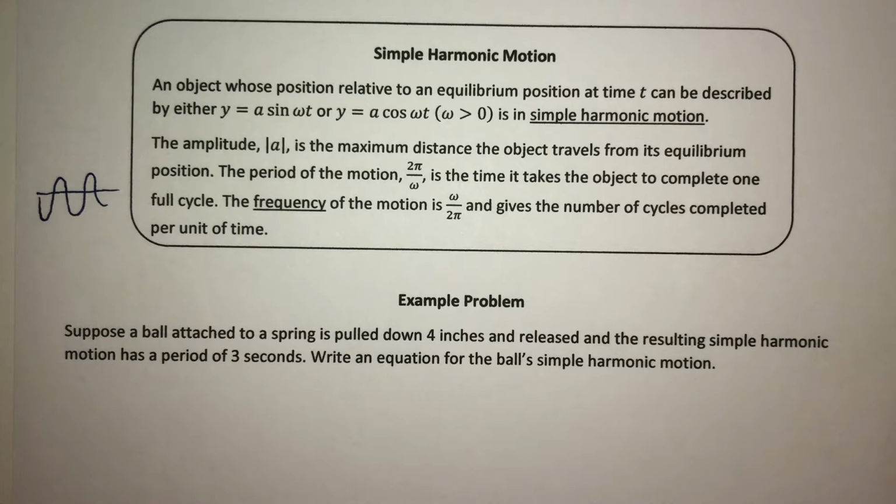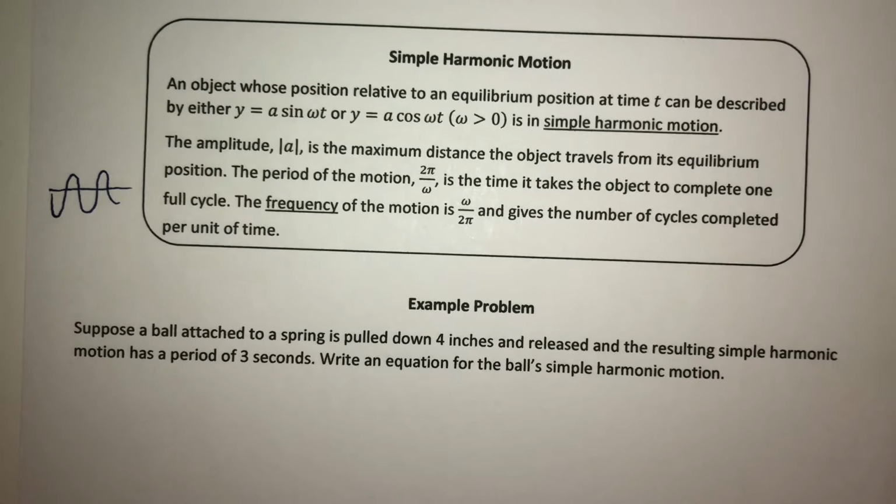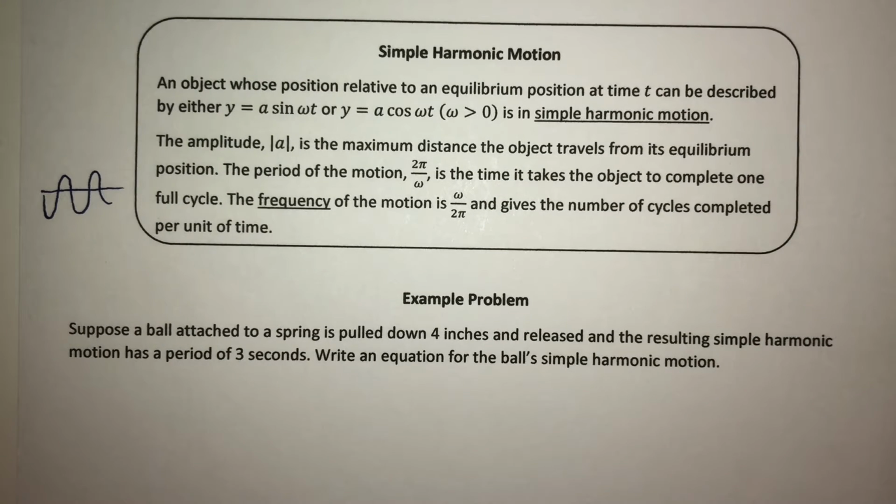If we have that, then the amplitude is the maximum distance the object travels from its equilibrium point. And the period of the motion is 2 pi over omega. And the period is the time it takes for the object to complete one full cycle. And then the frequency is the reciprocal of the period. That gives us the number of cycles that we can complete in 1 unit of time.